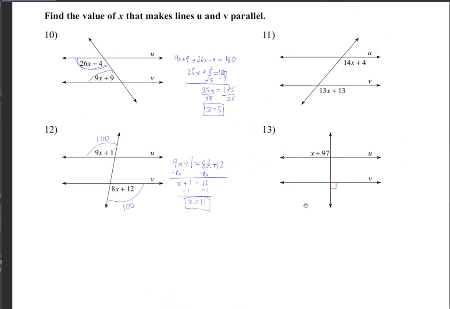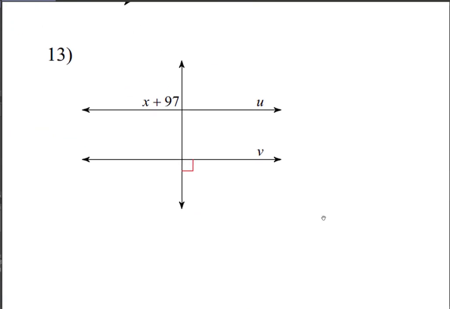So anyway, I hope that makes sense. Let's do one very last one. This is a lot like the last one, right? The only difference is we know that these are going to be congruent, and we know that this one's 90.